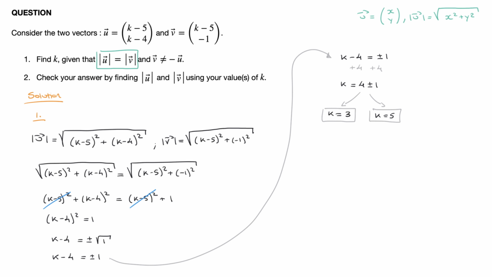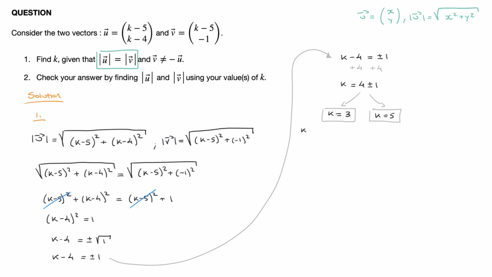In other words, if we replace the k's we have inside the components of vectors u and v by either of these two values, then the magnitudes of vectors u and v will be equal. But now, remember, we were told in the question that vectors v and u are not opposites of each other, which definitely suggests that one of these two values of k won't do. And to figure out which one of those two values it is, all we have to do is go back to the original expressions we had for u and v and replace the k's that we have by 3 as well as by 5. So let's quickly do that.